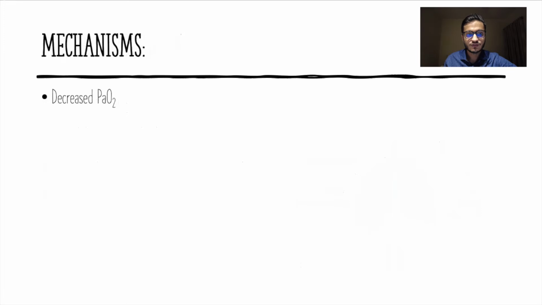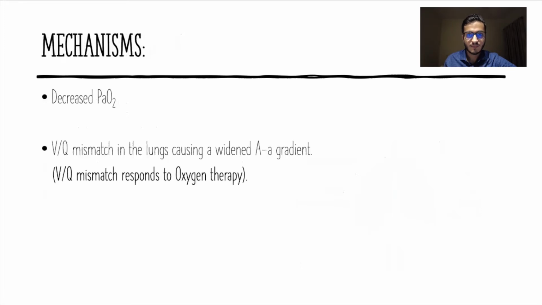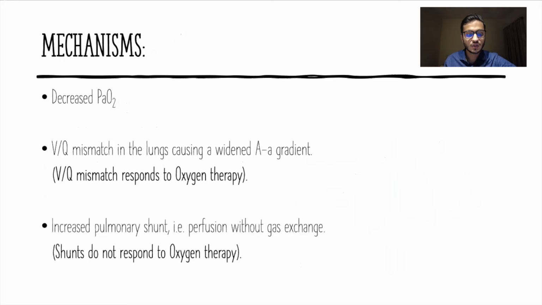So the mechanism of decreased PaO2 can be because of a ventilation by perfusion mismatch in the lung, causing a widened alveolar to arterial gradient, and these are the cases in which oxygen therapy will actually be effective, or it could be because of increased pulmonary shunt, that is perfusion without the gas being actually exchanged. And these are the cases in which oxygen is actually of no use.